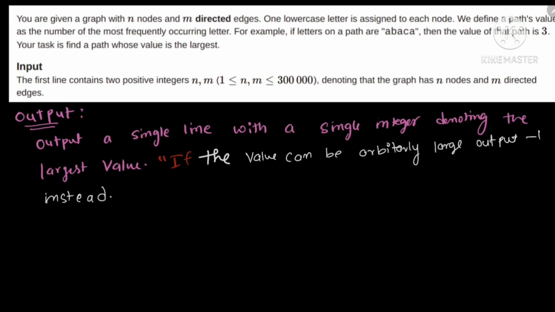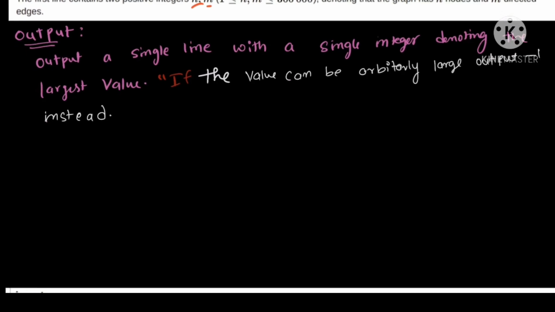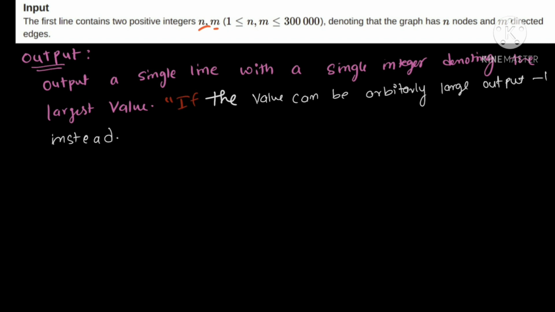So basically this is the question. You are given a graph with n nodes and m directed edges, and each node represents one lowercase English letter. We define the path value as the number of occurrences of the most frequently occurring letter. For example, if you take any path in a graph, the count of the most frequent letter in that path will be the path value. We need to print the largest such value. The input line will consist of 2 integers n and m that represent the vertices and edges, and in the output we have to print a single integer that denotes the largest value. If the value can be arbitrarily large, we have to print -1.